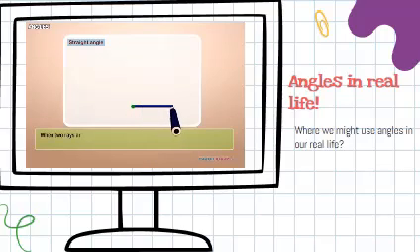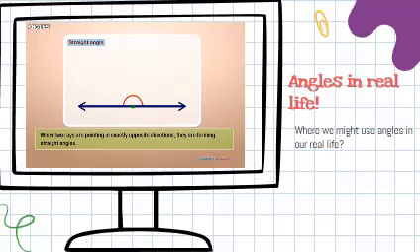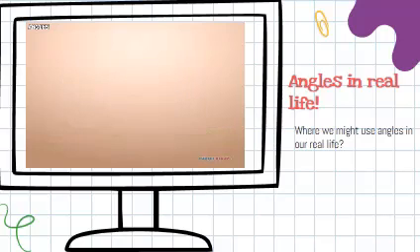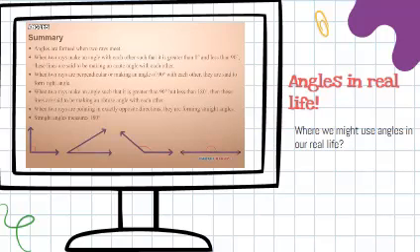When two rays are pointing in exactly opposite directions, they are forming straight angles. Let's review the lesson.